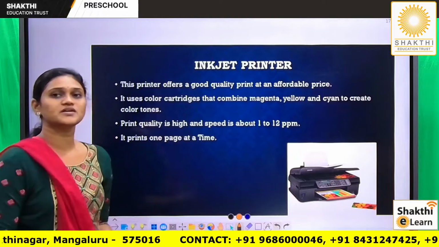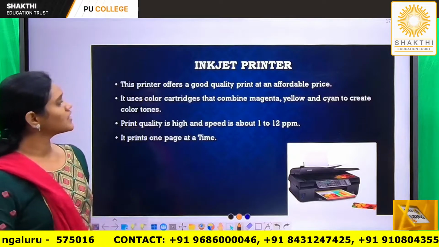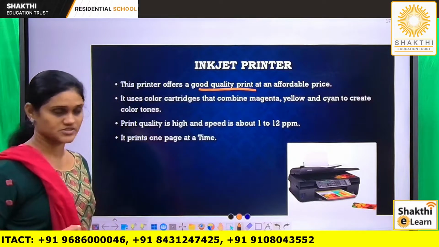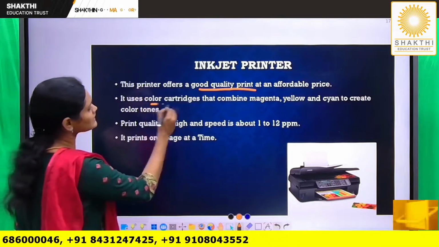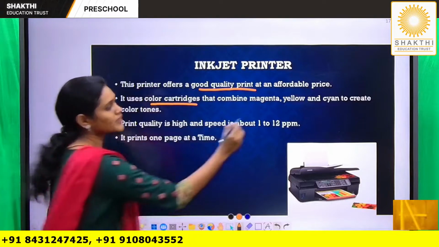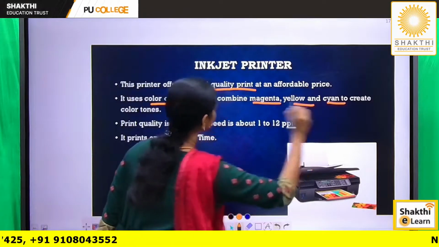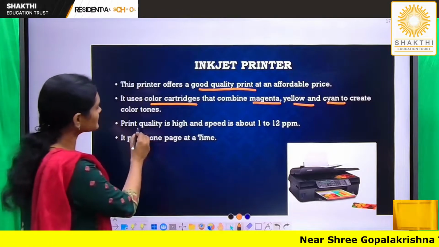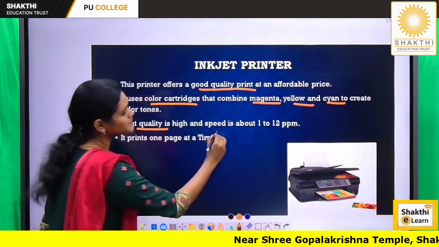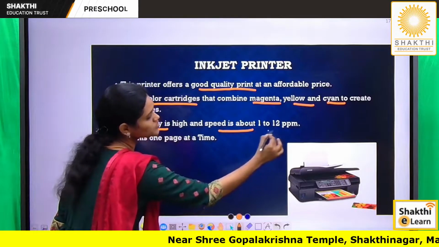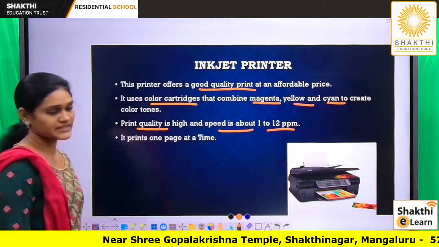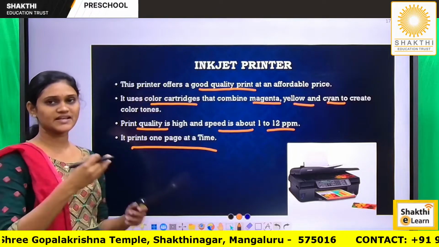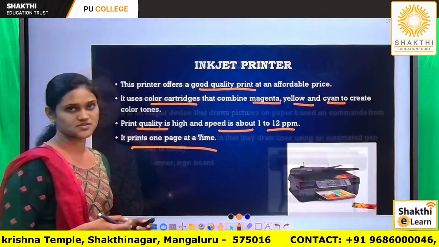Now coming to the inkjet printer. It also has good print quality and supports graphics. It uses color cartridges, a mix of magenta, yellow and cyan, to create color tones. It can print at high quality, and the speed is about 1 to 12 ppm, pages per minute. It prints one page at a time. Laser and inkjet printers are the ones recently used.